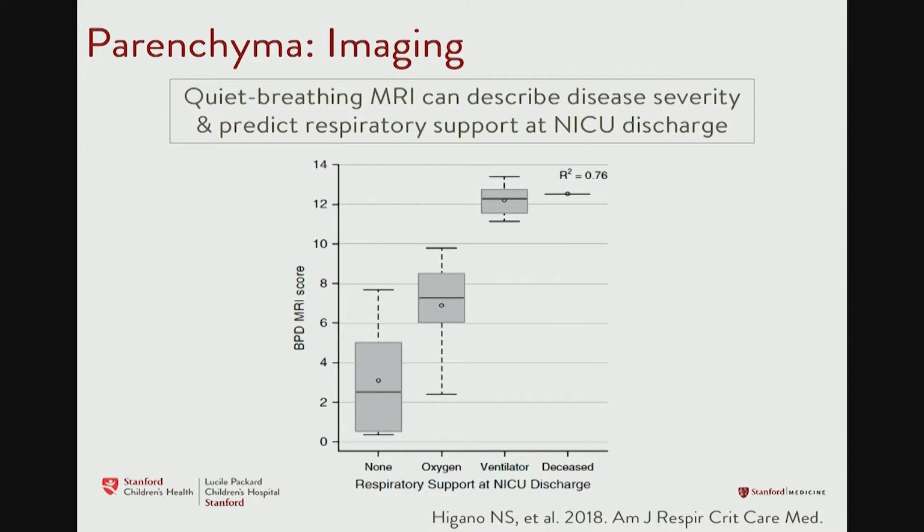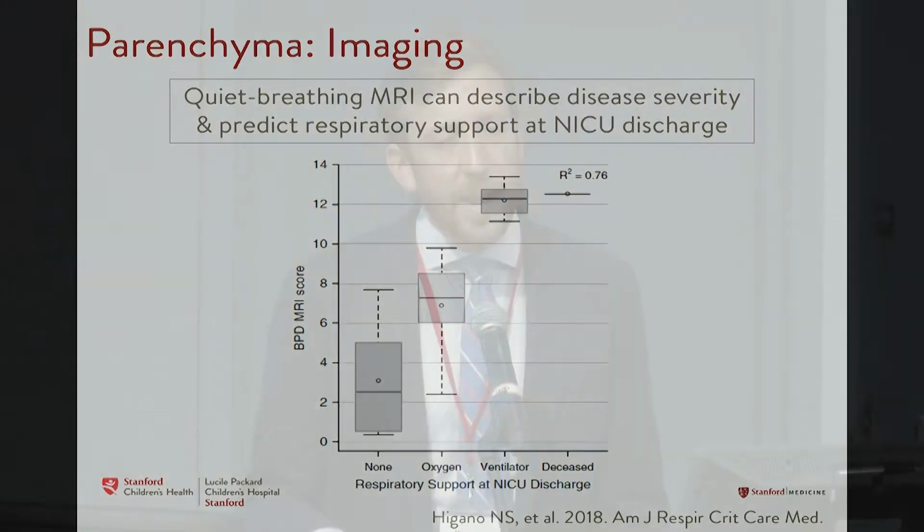NICU discharge. Thinking about how we could apply this, is it possible that an MRI at 37 weeks with a severe BPD MRI score may lead us to go towards tracheostomy earlier in a course? That decision of when to pursue tracheostomy is often a challenging one in the NICU setting.